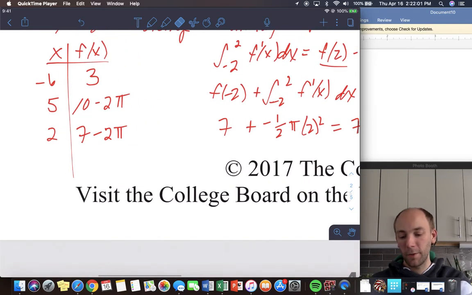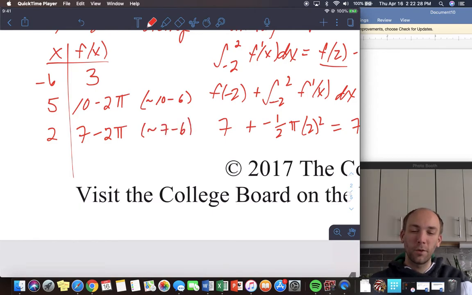Okay, so let's reason through these numbers. Remember, 2 times pi is going to be roughly 6. For reasoning through these numbers, we can just think of pi as 3 because we don't get a calculator, right? So let's use our reasoning skills and think of pi as 3. So this is approximately 10 minus 6. And then this one would be approximately 7 minus 6.